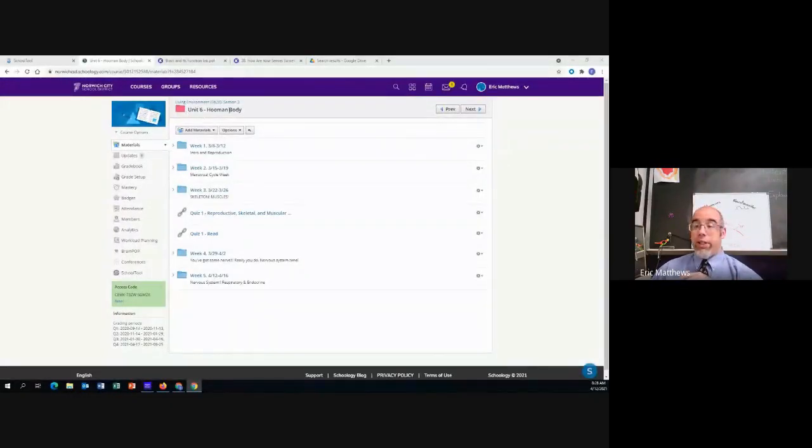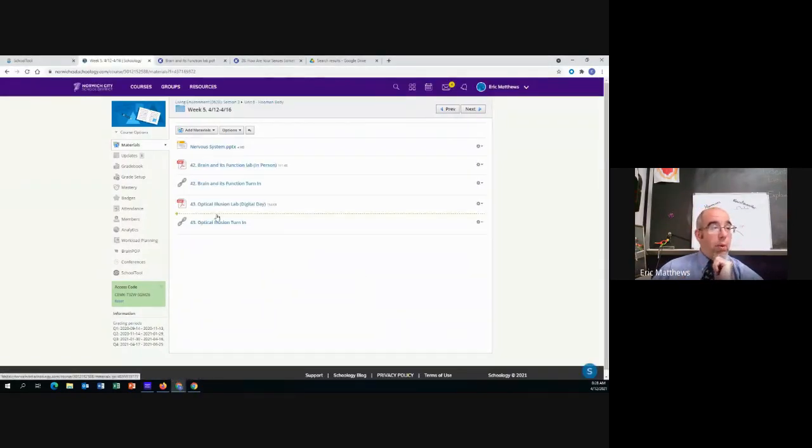We are in Unit 6 for the human body. We are in week number 5 right here. And now what we're going to look at is the Optical Illusion Lab right down here. You'll notice I have it marked with Digital Day. So if this is your Digital Day lab, well then, this is a great one to work on. It's easy. It's quick. Let me show you.